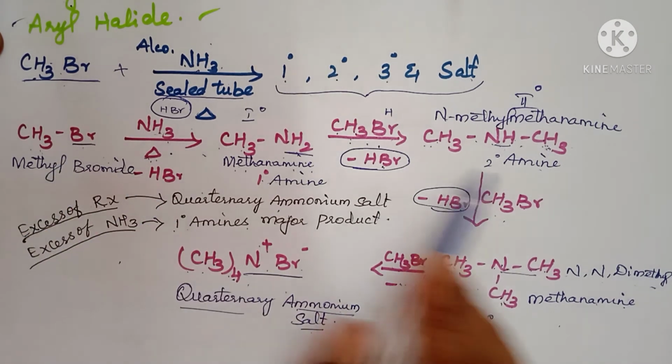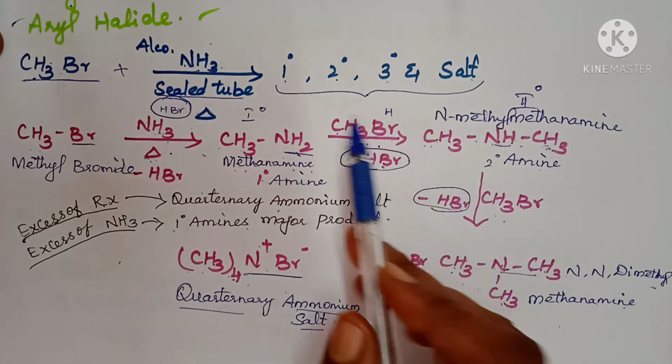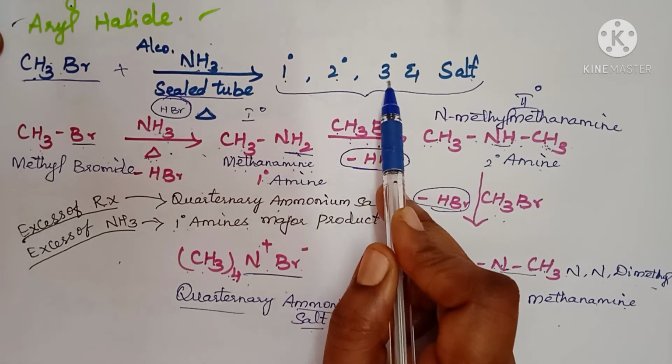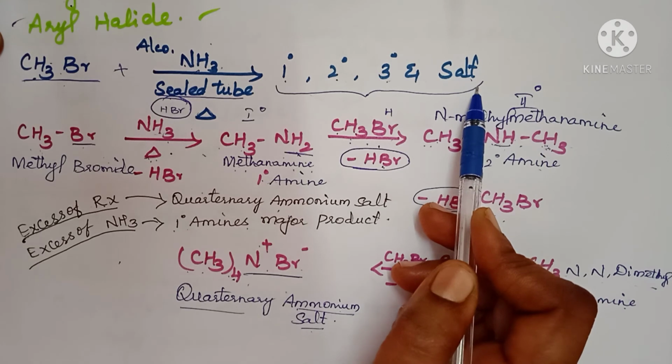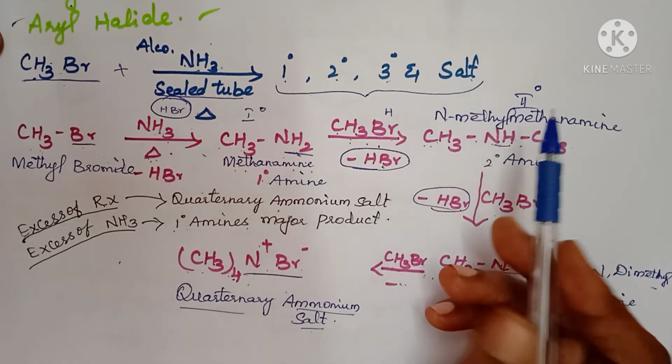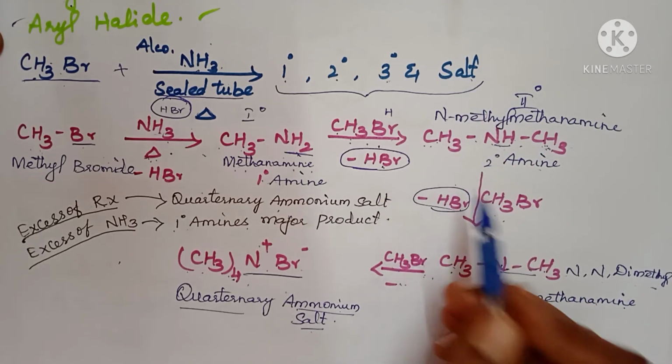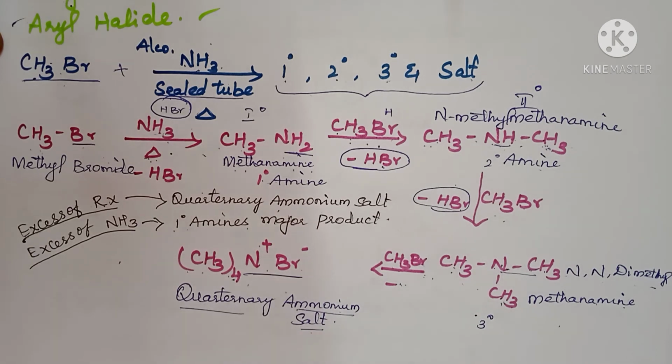So a quaternary ammonium salt we are getting. So in these four steps we are getting the primary amine, secondary amine, tertiary amine and the quaternary ammonium salt also. Why are we mentioning that? Because there is no hydrogen to release, in such a way it has become a salt. So we can say it's a quaternary ammonium salt.